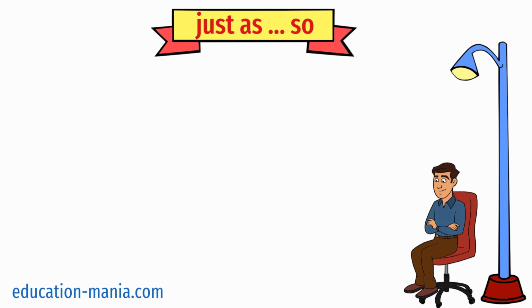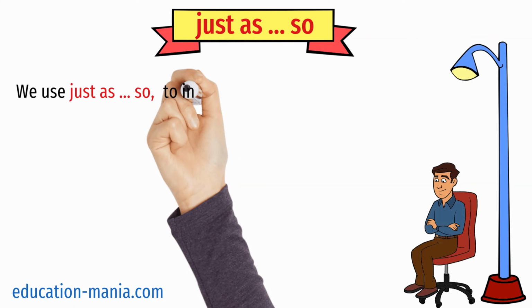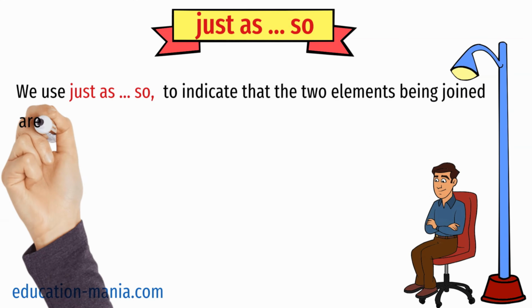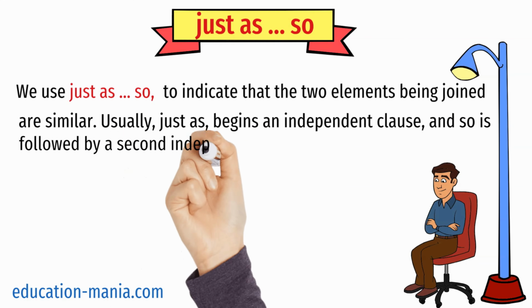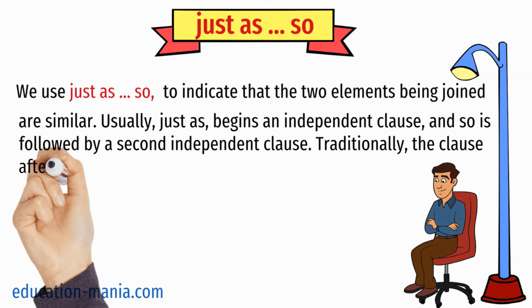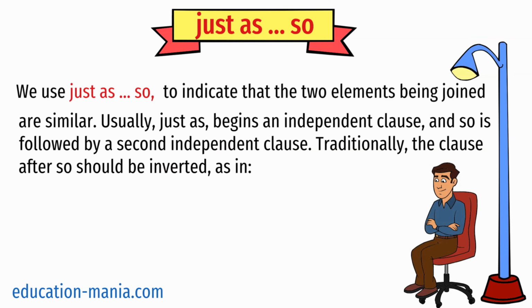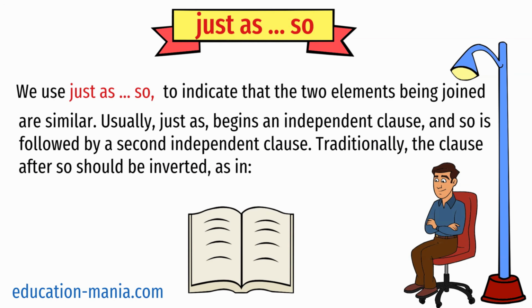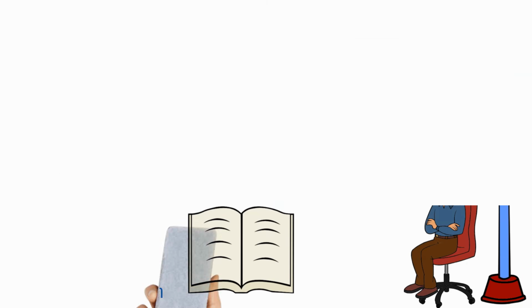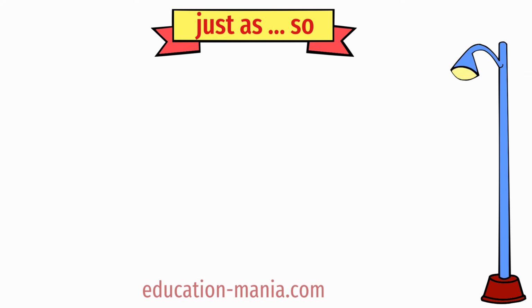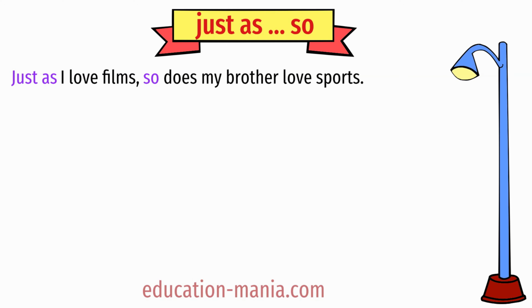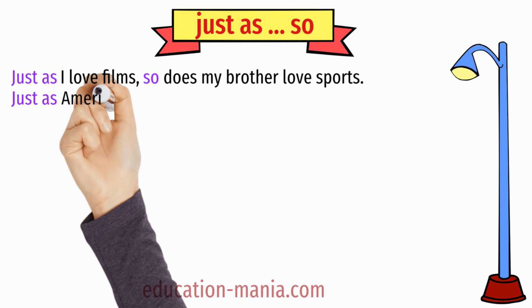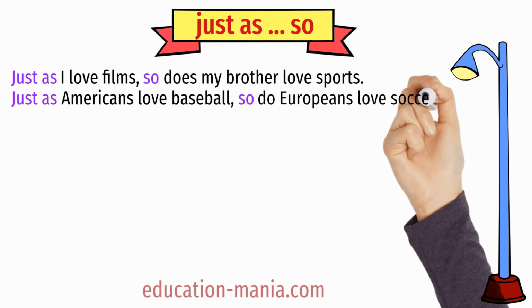Just as, so. We use just as so to indicate that the two elements being joined are similar. Usually, just as begins an independent clause, and so is followed by a second independent clause. Traditionally, the clause after so should be inverted, as in just as I love films, so does my brother love sports. Just as Americans love baseball, so do Europeans love soccer.